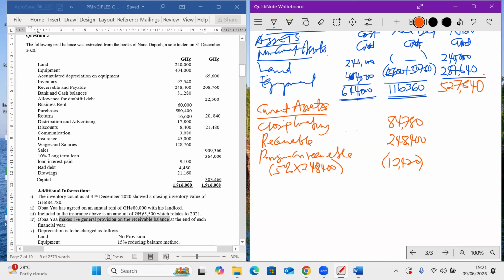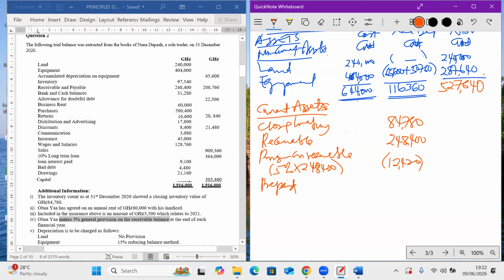Then you come to the prepayments. Was there any prepayment? Prepaid what? What did the business pay? What payment belonged to the following year but was made this year? Accruals. Yes, accruals. Watch, no, prepayments.